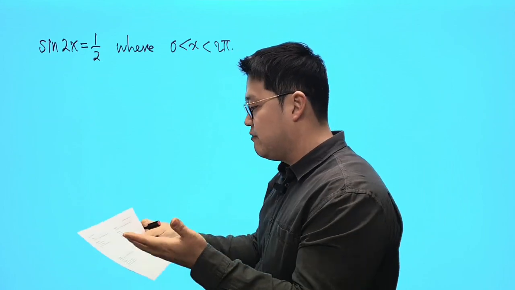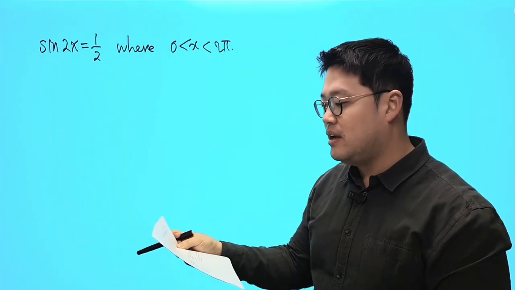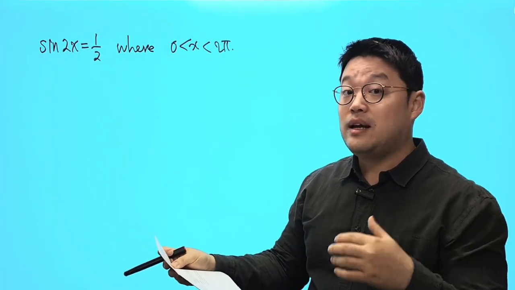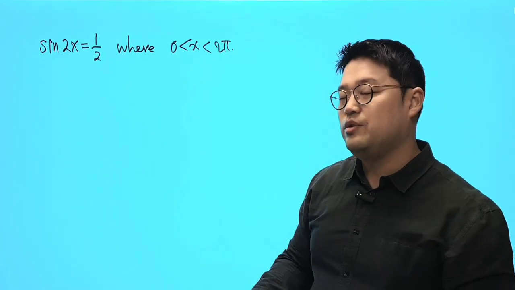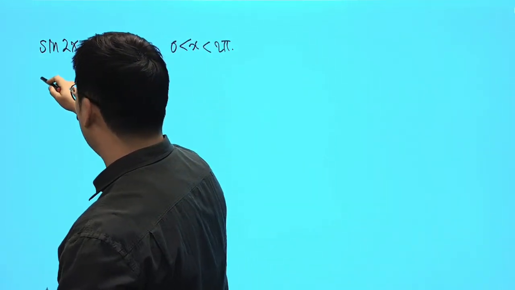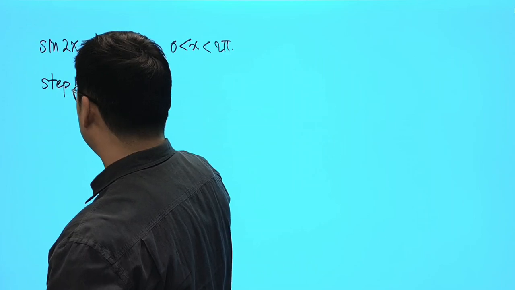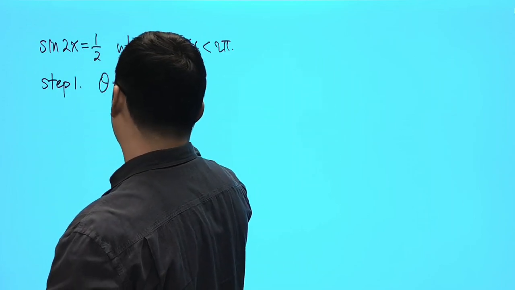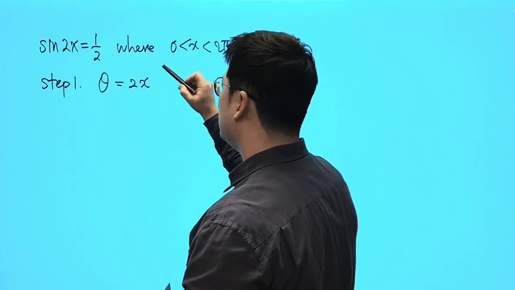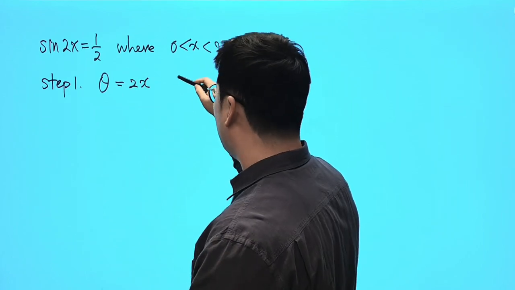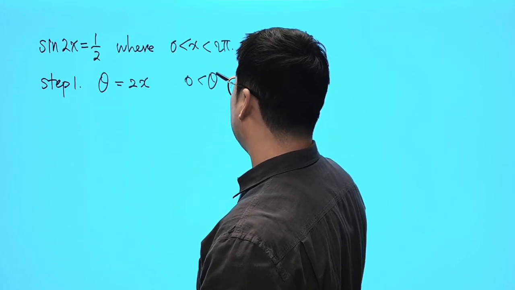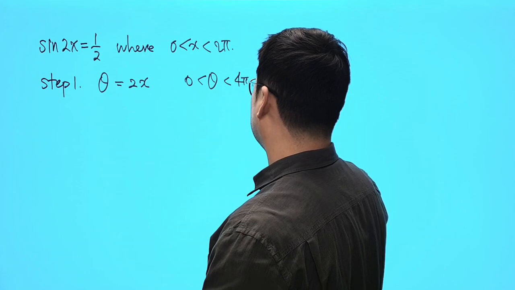Now, the normal way to find it, and I actually wrote it down in the think through, is that we've got to first write down theta. We've got to switch 2x into theta. And step number 1 is basically changing the variable. And if I change it into this theta variable, then we know that theta is actually staying in between 0 and 4 pi. Okay?